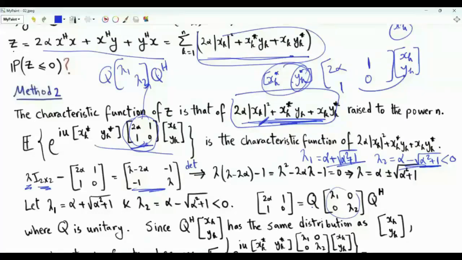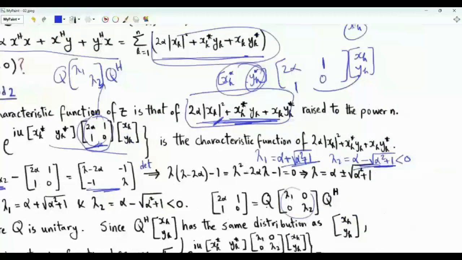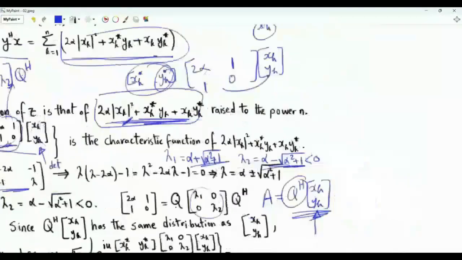What is the benefit of this eigen decomposition? When we do this eigen decomposition, we get Q Hermitian times this vector here, which is xk, yk. And we get the Hermitian of this column vector. Xk and yk is a Gaussian vector. And what we are doing here is an affine transformation of this Gaussian vector. If this vector is A, then what is the mean value of A? The mean value of A is 0, 0.